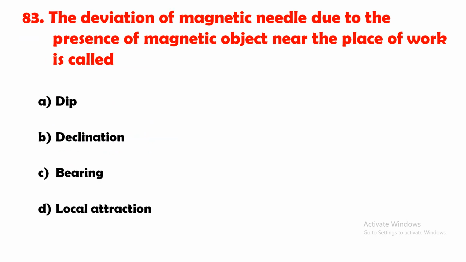The deviation of magnetic needle due to the presence of magnetic object near the place of work is called as dip, declination, bearing, local attraction. The answer is the deviation of magnetic needle due to the presence of magnetic object near the place of work is called as local attraction.